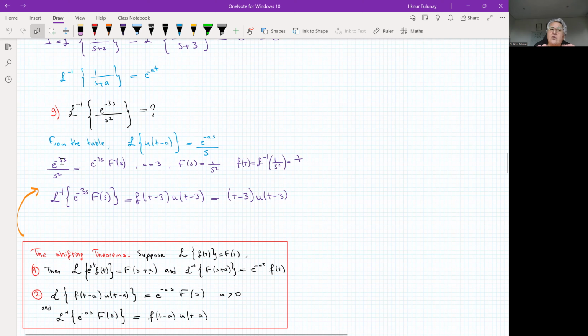And try to do it by yourself. But think of this as e^{-as} F(s). F(s) is 1 over s squared, and f(t) is the inverse Laplace transform of 1 over s squared, which is just t. And the shifting theorem gives you this equation, and f(t) is t, so f(t minus 3) is t minus 3. So maybe if I write that, that will be 3. So f(t) is equal to t, and f(t minus 3) will be just t minus 3. Okay, that's all.